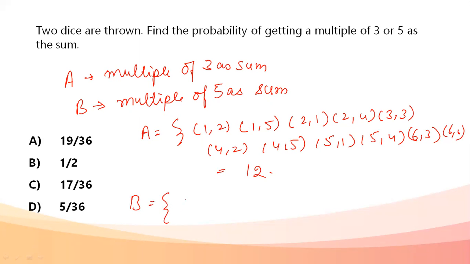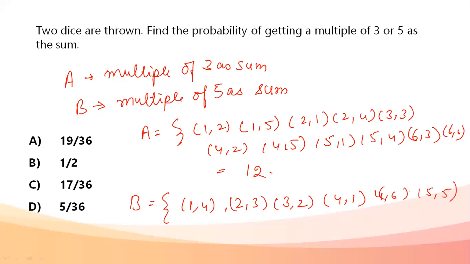B is, the sum has to be a multiple of 5, so it becomes 1 4, 2 3, 3 2, 4 1, 4 6, 5 5, and 6 4. These are the cases where B is going to be a multiple. Okay. Number of events of B, it's 7.